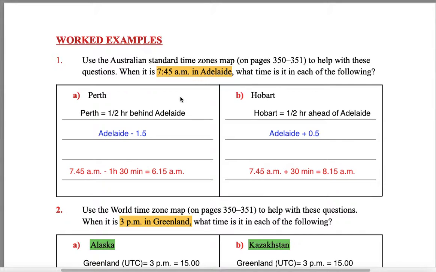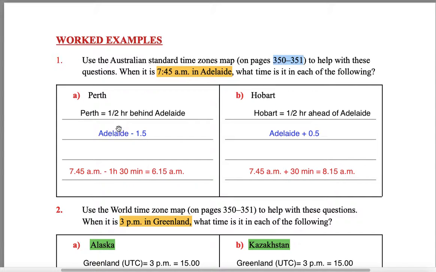Third video going through our worked examples. So we're going to use our Australian time zone map to actually figure out some times in Australia. The next one is going to be our world map. And again, find it on those particular pages. Really, really important to follow those.